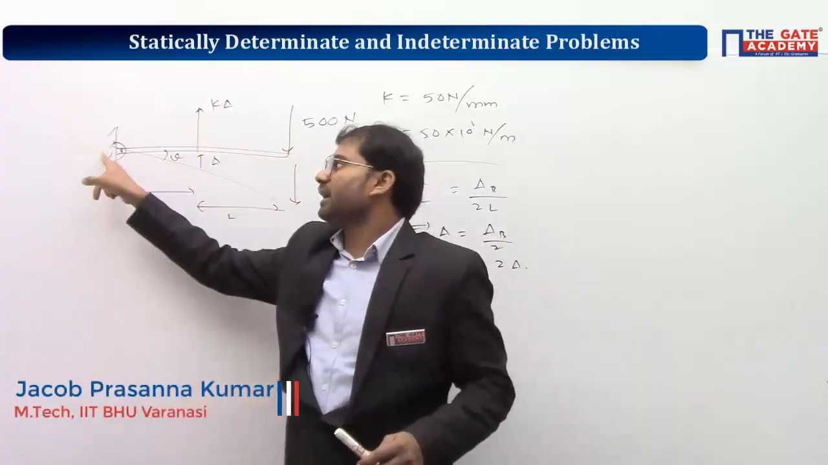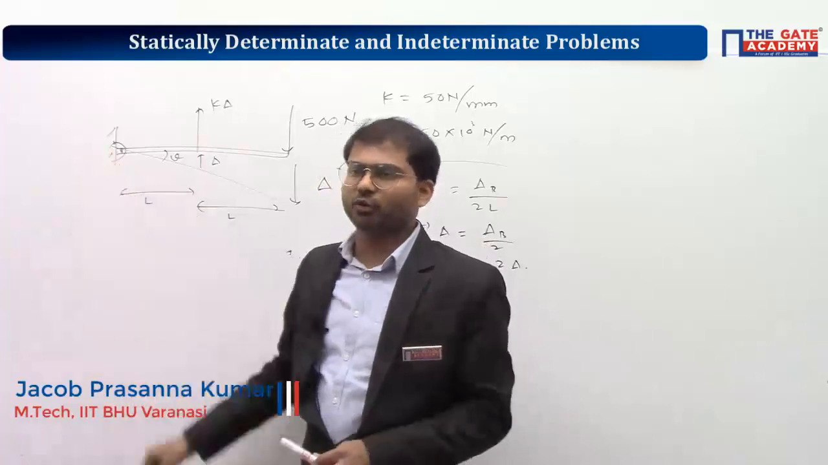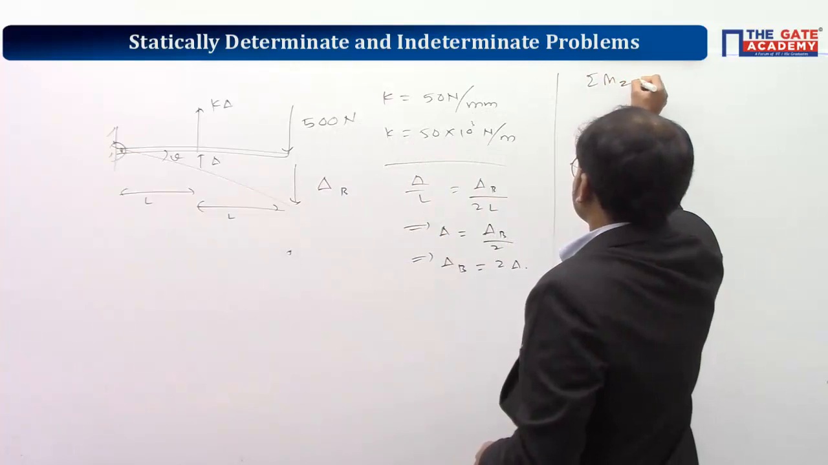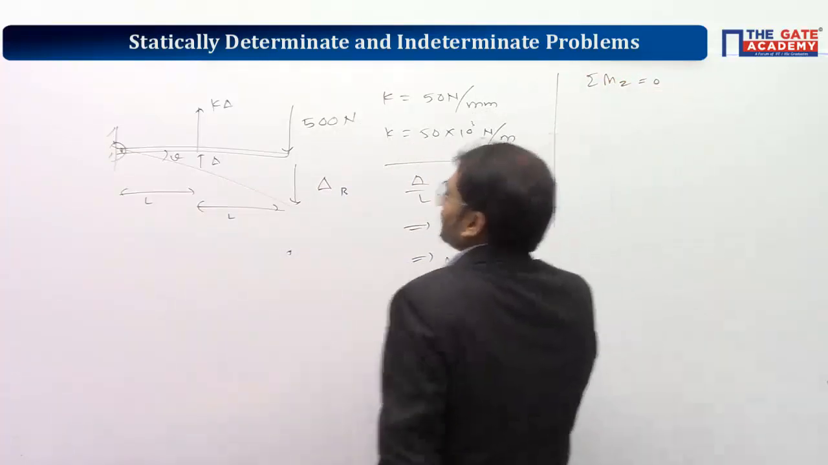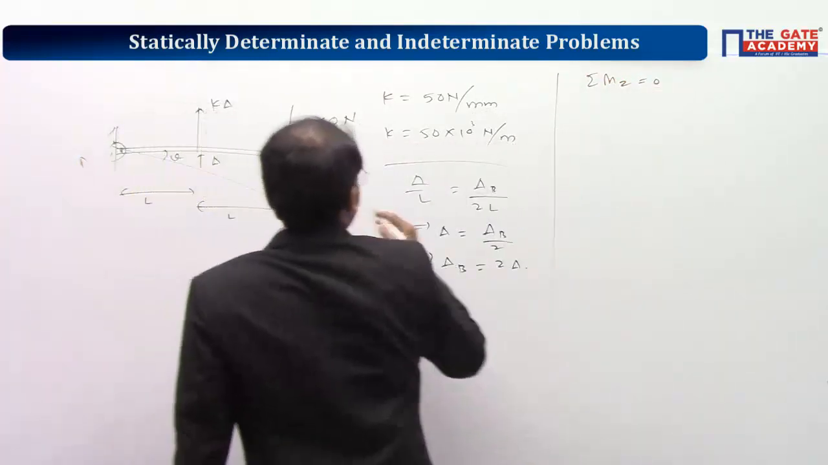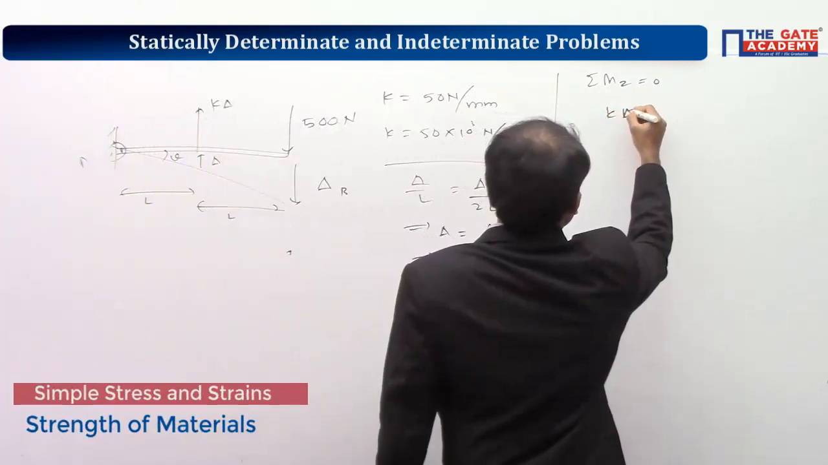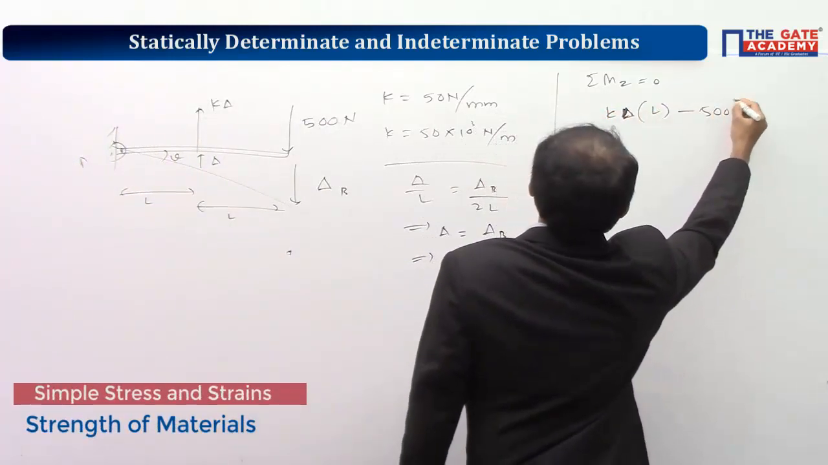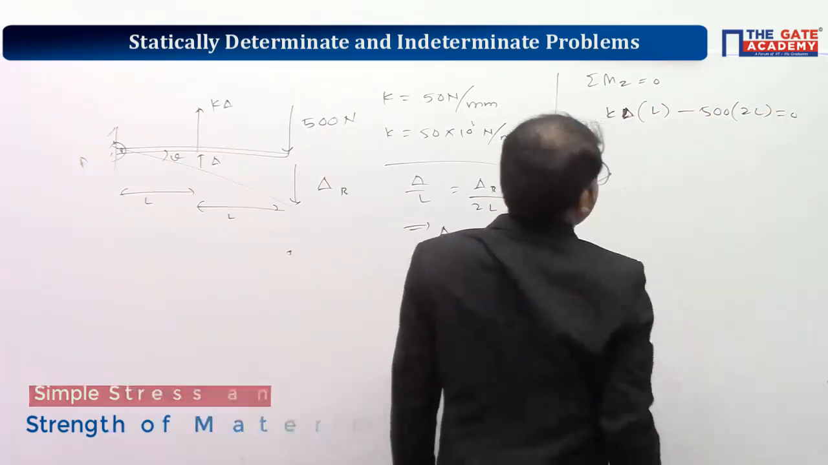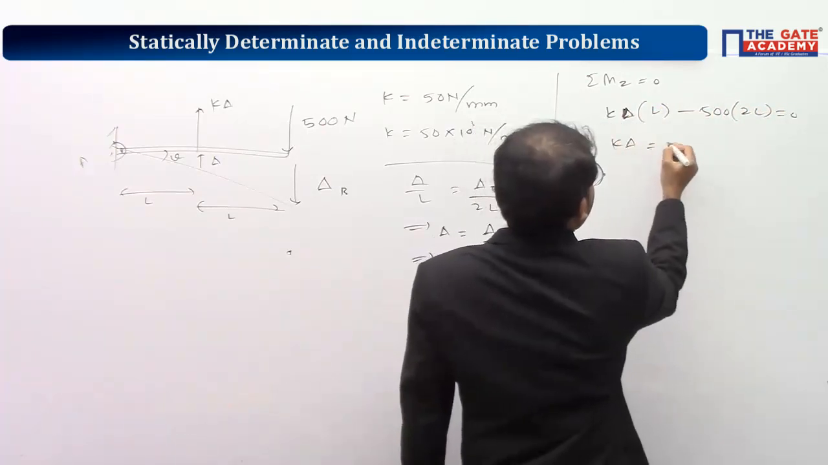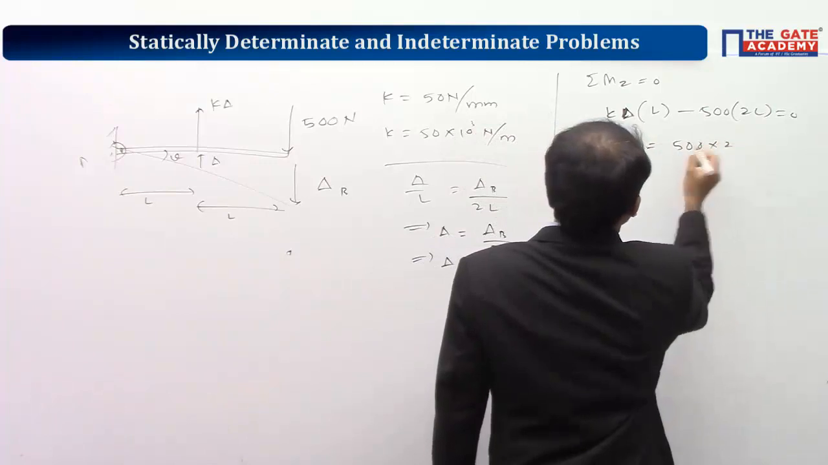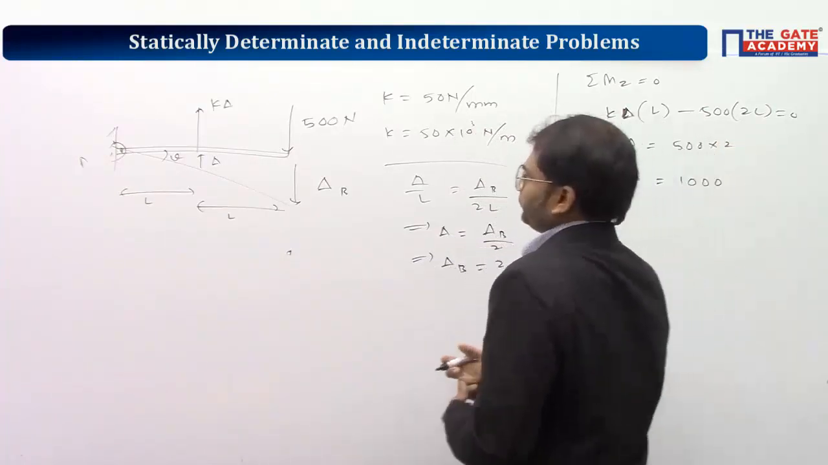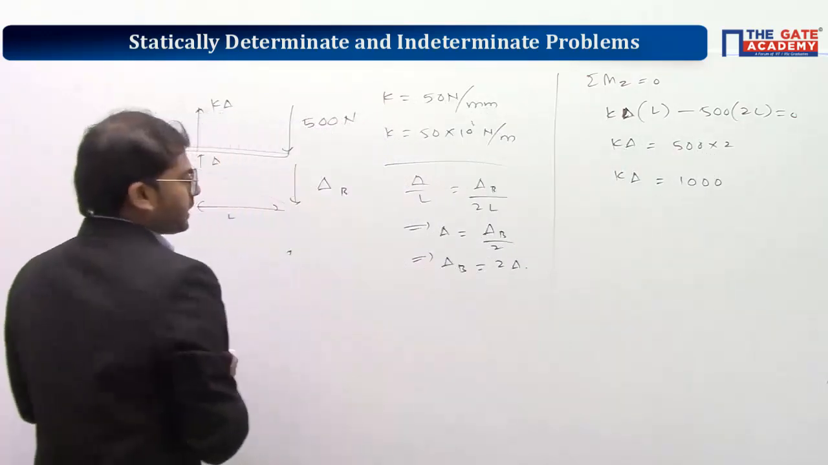We don't need to take AX and AY values or the reaction forces at point A. So taking MZ equal to 0 about point A, K delta into L anti-clockwise, 500 into 2L clockwise is equal to 0. This gives K delta L is equal to 500 into 2. So 500 into 2 is equal to 1000. So K delta is coming out to be 1000.